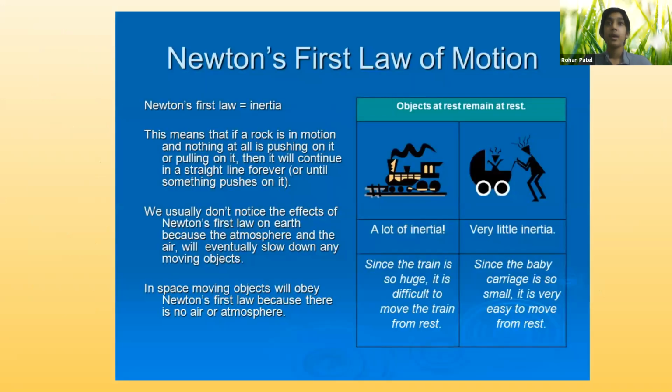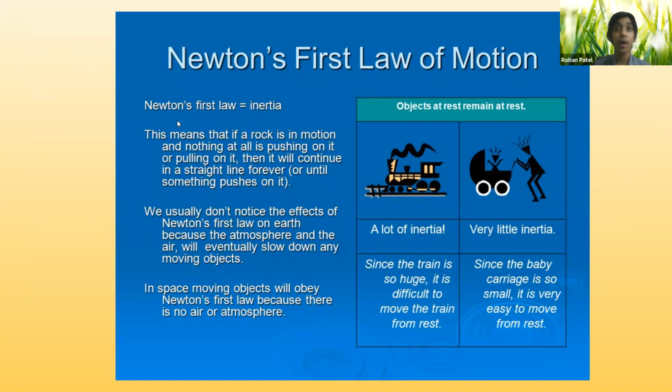Okay, Newton's first law of motion, or inertia. This means that if a rock is in motion and nothing at all is pushing or pulling on it, it will continue in a straight line forever, or until something pushes or pulls it. We usually don't notice the effects of Newton's first law on Earth because the atmosphere and the air will eventually slow down any moving objects.